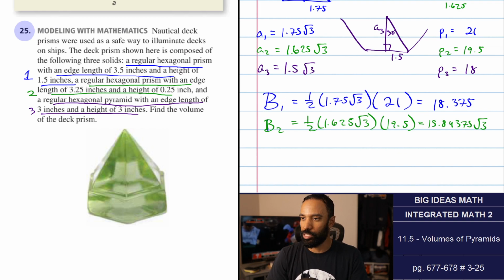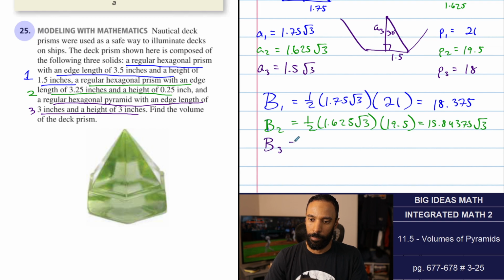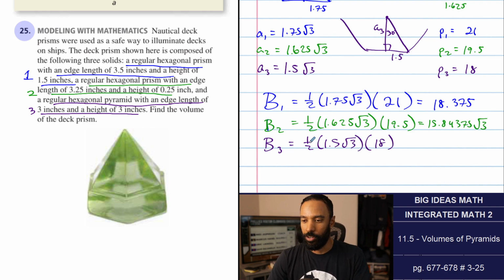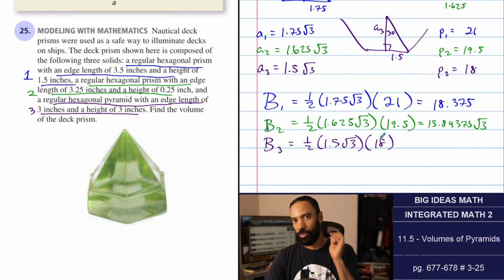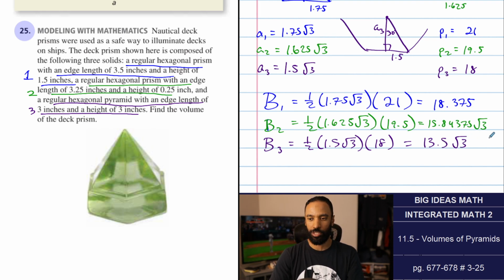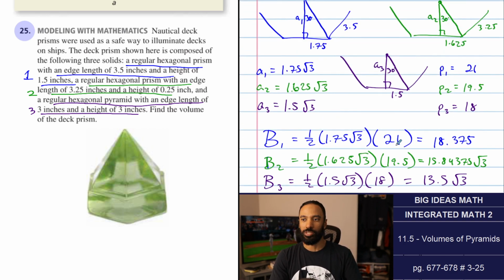And then the third one we get to do 1/2 of 1.5 times 18. Now the savvy version of me would take half of 18, which is 9, and multiply by 1.5 and get 13.5. I really should be using a calculator if I got this far in the game, but I'm going to trust it. All right, there's the area of the bases.